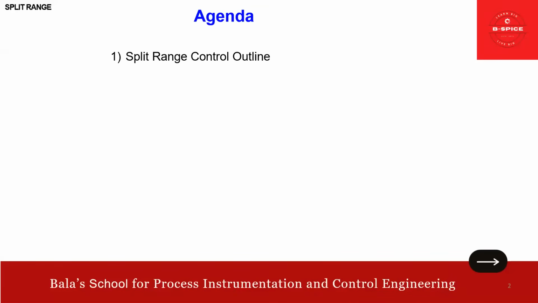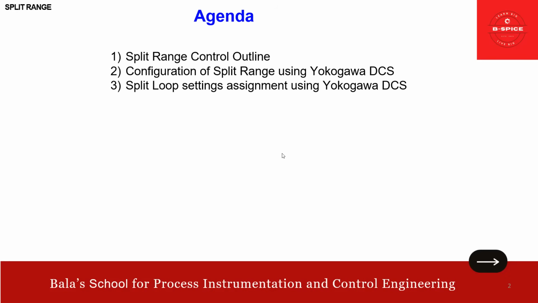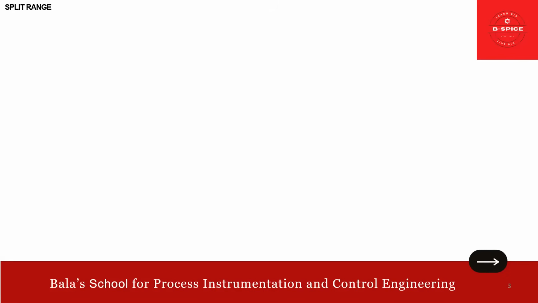The agenda is we'll talk about the split range outline, as usual. Then we'll discuss how to configure the split range using Yokogawa DCS, a typical example. Also, inside the split loop, we need to do some settings, so that is also something I'm going to highlight. Just a typical example, very short and sweet. Friends, let's move on.